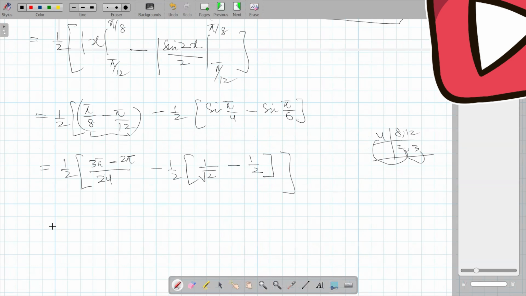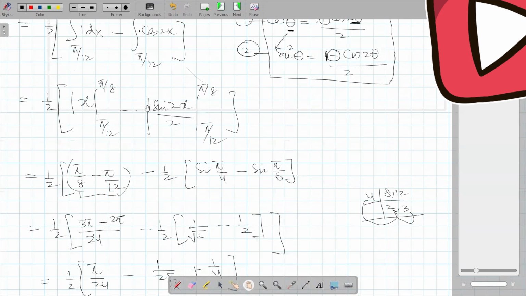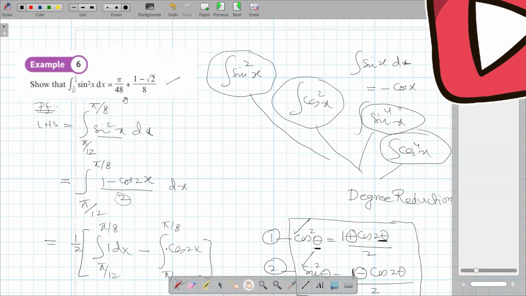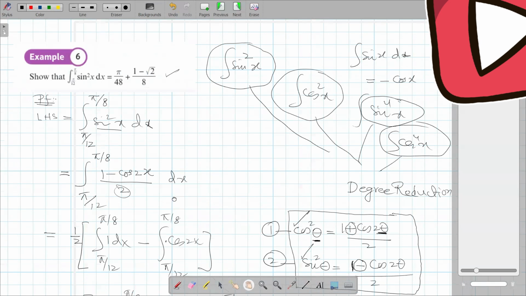Okay, so we will add them. Just add them. So 3 pi minus 2 pi is pi over 24, minus 1 over 2 square root 2, plus 1 over 4. Okay, so what is the right hand side? What do we want to achieve? It is pi by 48 times this, right?